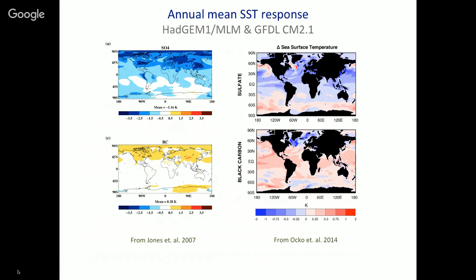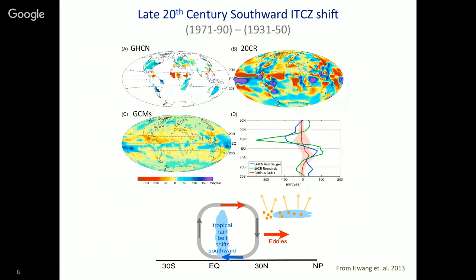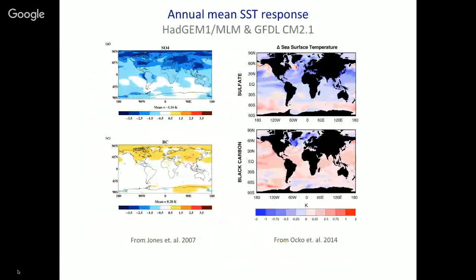It looks like this particular model also has some regional warming in the case of sulfates and regional cooling in the case of black carbon, which was not evident in the Hadley Center model. Next, this is more on the regional response. As you can see, in the case of sulfates, the northern hemisphere cools stronger, whereas the southern hemisphere doesn't cool as much as it should.